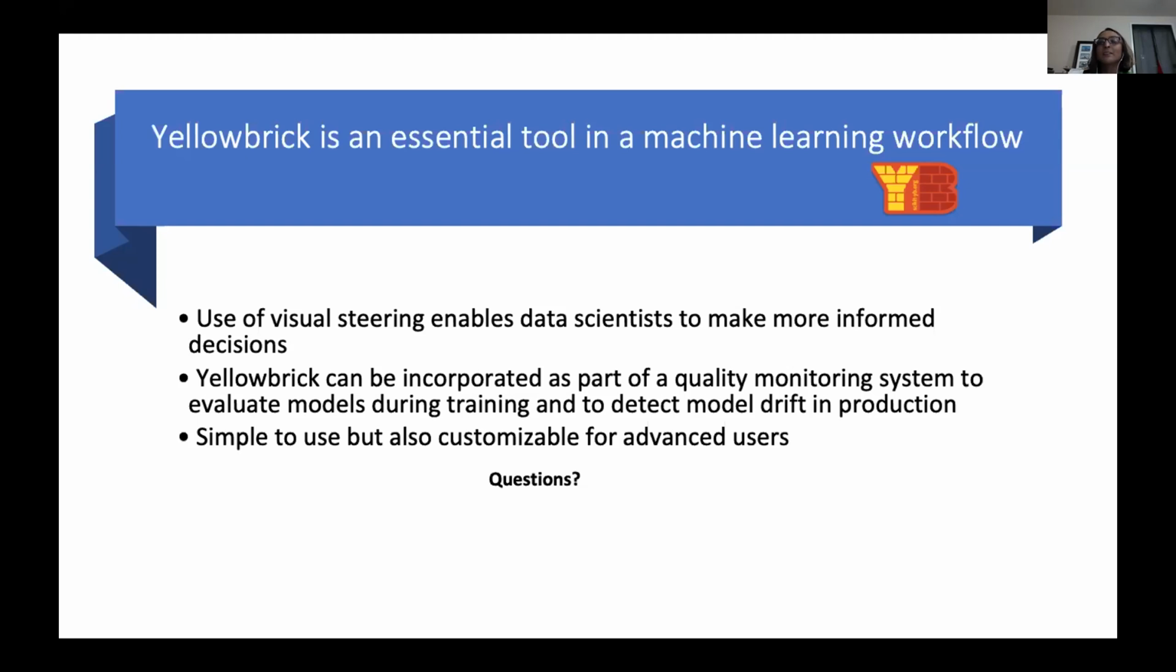So that would indicate a change in the kind of data set that we're seeing in production, right? That's definitely one way you can very quickly see if there's something different about the data in production. And as we have demonstrated through these examples, Yellowbrick is pretty simple to use, but it's also customizable for advanced users who want more control over the plots.